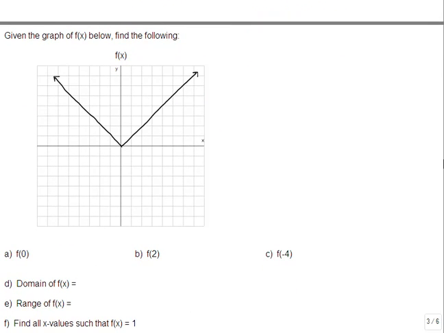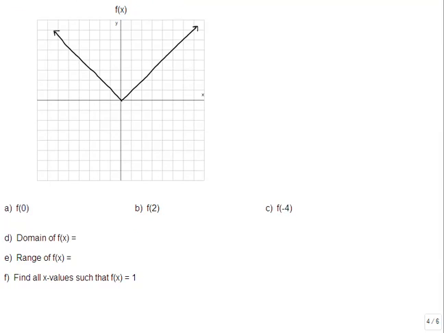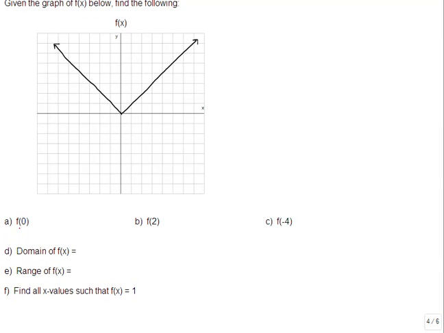Alright, let's take a look at this graph below. So this is the graph of f of x. We're not told what its equation is, and we just want to answer some questions about it. So first thing I want to know is, what is f of 0? Now you need to remember your function notation here. The number inside of the parentheses, that's your x, or your input.